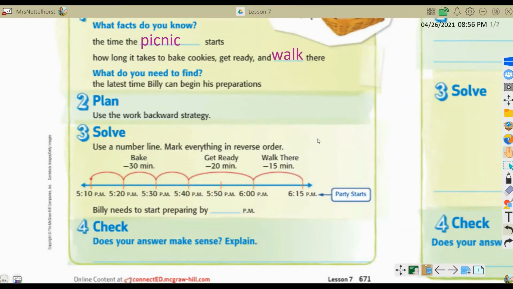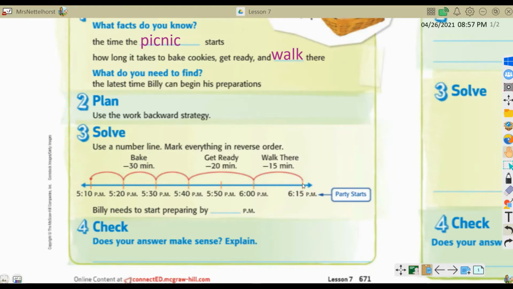All right, so we're going to use a number line like we've been learning, and we're going to mark everything in reverse order. Like I showed you in class, your start time is your very first tick mark, but we don't know the start time. So if I were drawing this number line, I would put a question mark there. And then the party starts at 6:15. We know that time. So our beginning time for getting ready for the party is unknown, and the end time, because we have to be there by then, is 6:15. So we're going to work backwards through the times to see what time we need to start getting prepared.